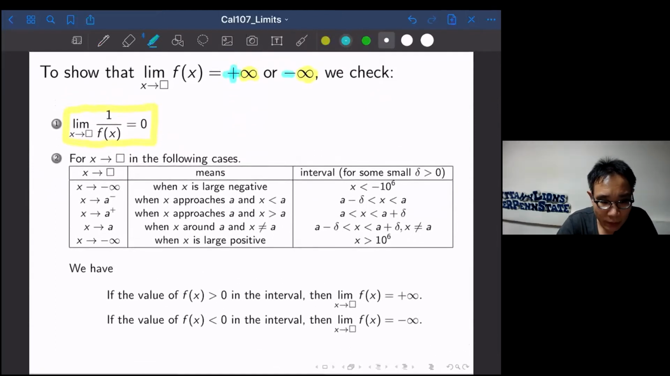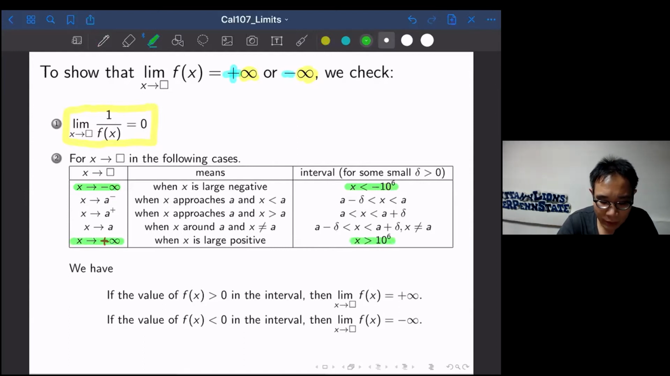So when you have the limit as x goes to negative infinity, it means that you have x large negative, and x large negative means x is less than negative 10 to the 6. And when x goes to positive infinity, it means that x is more than 10 to the 6.